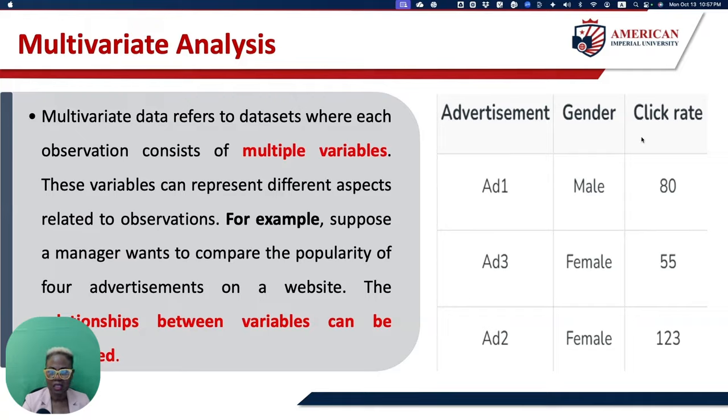And we can see that there is a definite relationship here, where click rates for males are really high in ad 1, but it's highest for females with ad 2. So there is something going on as far as the relationships between the gender, the click rate and the different ads are concerned.